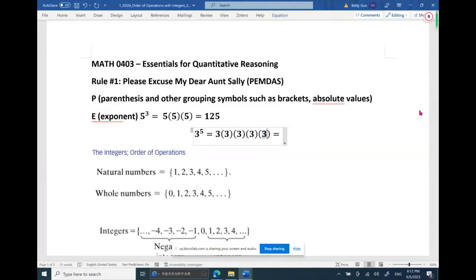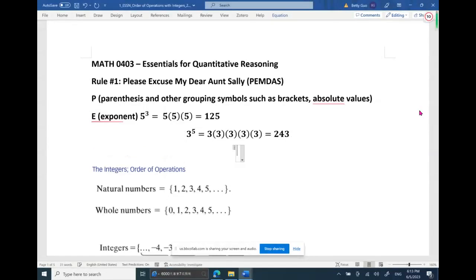So anyone can tell me what is the answer? 27 times 9. What is it? 81 times 3 is 243. Am I right? 243. Yes. Okay, very good. So that's the basics of exponentiation.